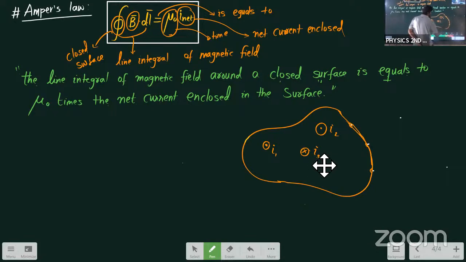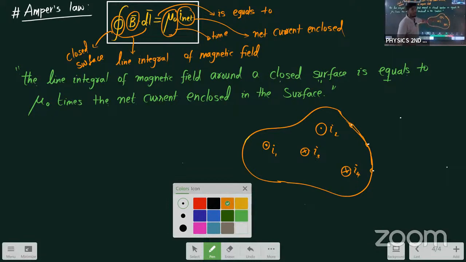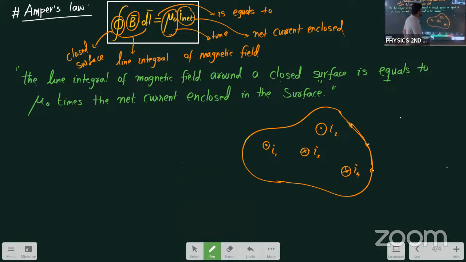I have one more wire through which current is going inside. I will write this current as I4. So see here, we should consider the current only inside the closed surface. If there is one more wire, here I have currents I1, I2, I3, I4, I5, and here one more, I6. Should I consider I5 and I6? No, I should consider only I1, I2, I3, I4, because this law is applicable for closed surfaces only.